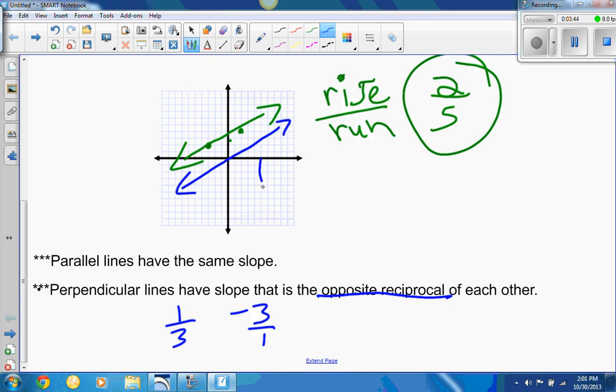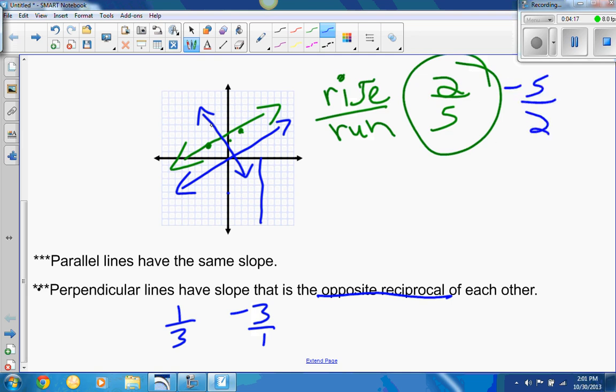So let's say I have this line right here, and, well, that's not going to work, is it? That's going to be undefined, right? Straight up and down is undefined. So if I was going to draw a line 90 degrees right here, so that this was a 90-degree angle, that'd be perpendicular, right? I already know that the slope of this one is 2/5. So now if I go to find the slope of this one, it should be the opposite reciprocal of this one, which would be -5/2.